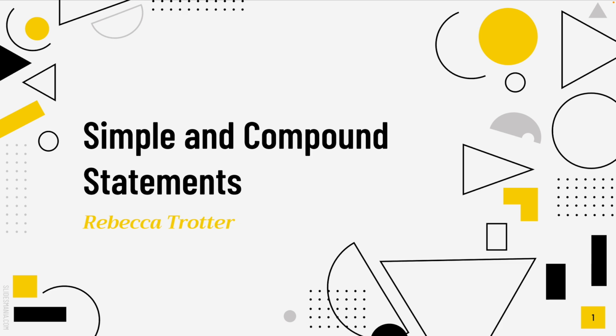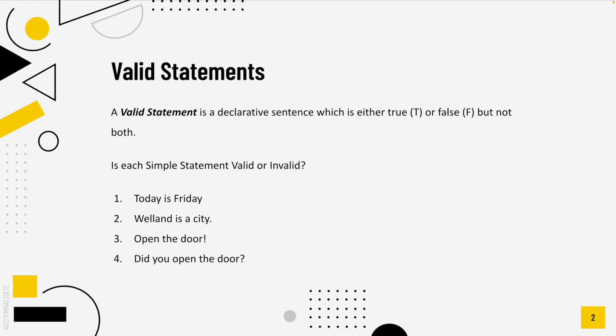Hello everyone, in today's video we are going to be looking at simple and compound statements. A valid statement is a declarative sentence that's either true or false but not both. For example, something like the sky is blue. It's a sentence that is either true or false, it can't be both.